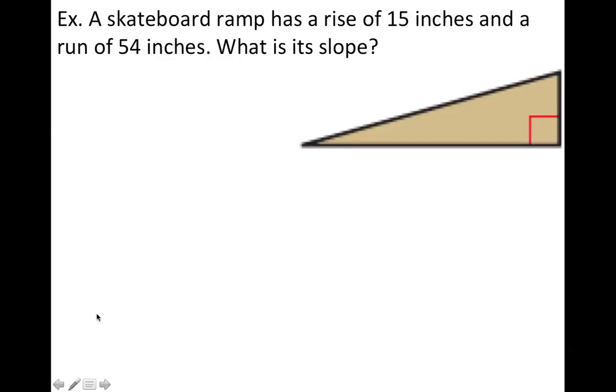So the first one, you have to determine the slope of this ramp, and it has a rise of 15 inches. So rise meaning we're going up and down, so our rise is 15. Our run, or the distance we go horizontally, is 54. And we have to determine the slope. So remember, slope equals, or m, equals your rise over your run. And our rise is 15. And our run is 54.